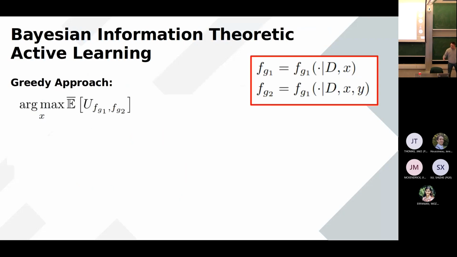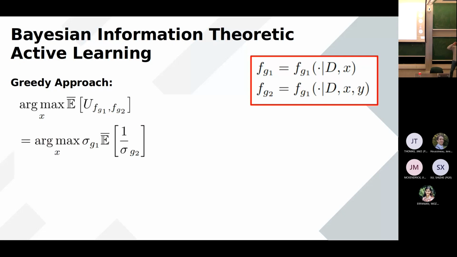So obviously, we don't know what the new label is going to be, so we have uncertainty about the label. So we consider the maximum expected uncertainty ratio. So here, if G1 is our possibility function before we learn the new label, and if G2 is our possibility function after we learn the new label, we consider the maximum expected uncertainty ratio.